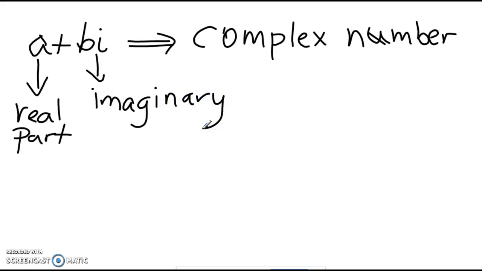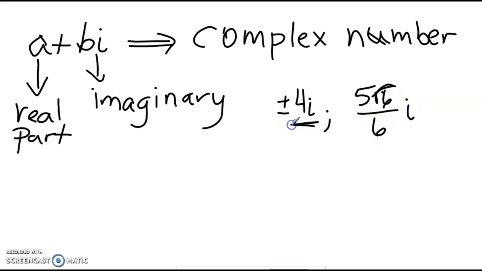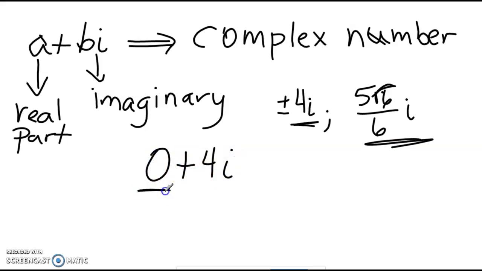So on our work, all of our work so far, we've had numbers like this. We've had like a negative 4i or positive or negative 4i. We've had 5 radical 6 over 6i. So we've only had the imaginary part. The real part to those would just be 0. So if we just have an answer of 4i, if we wanted to state it as a complex number, we would say 0 plus 4i. Okay, so here our real part is 0, imaginary part is 4i.